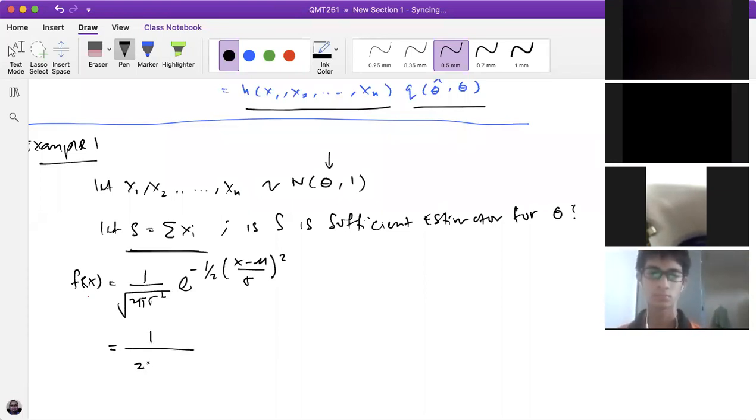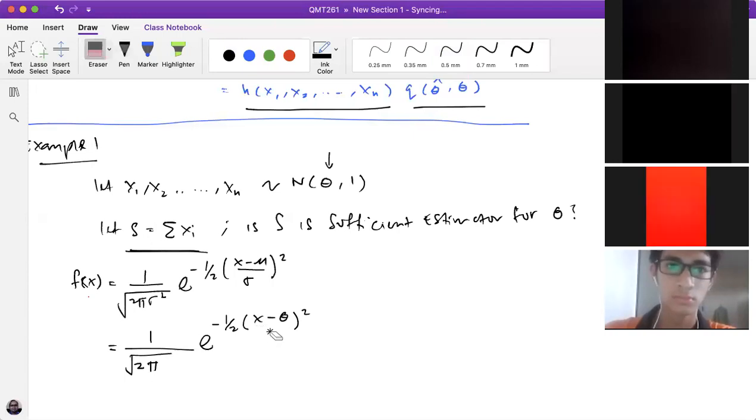2 pi and the variance equal to 1, right? Variance equal to 1. Exponential negative 1 over 2 times x minus theta divided by 1, squared. Right, so divided by 1, we don't need to put it. So no need to put.